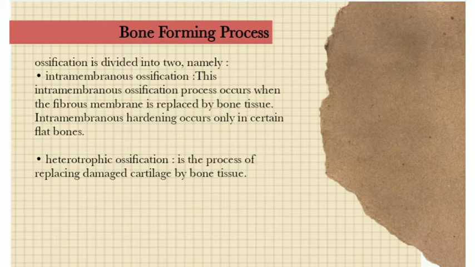Bone forming process. Ossification is divided into two. One, intramembranous ossification. This process occurs when the fibrous membrane is replaced by bone tissue. Intramembranous hardening occurs only in certain flat bones. Two, endochondral ossification is the process of replacing cartilage by bone tissue.